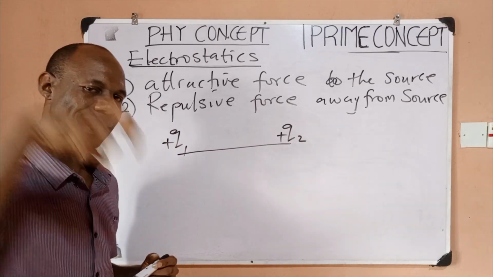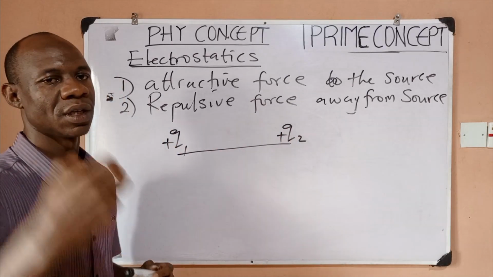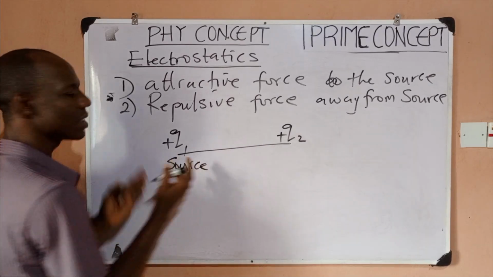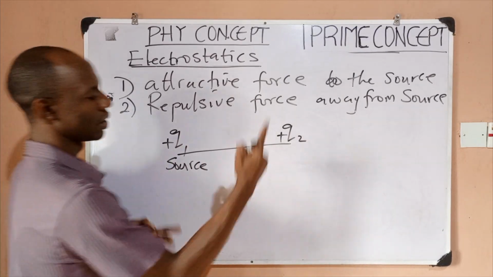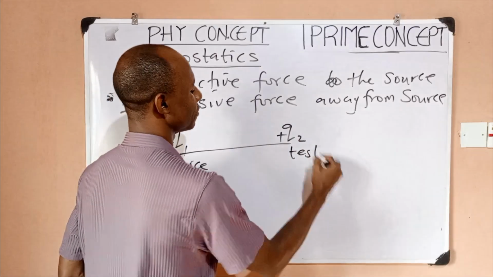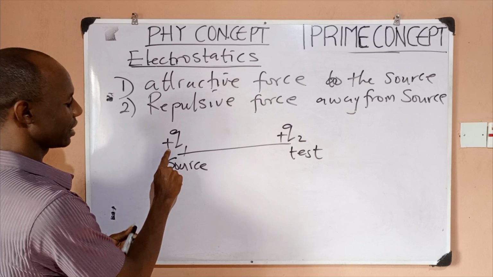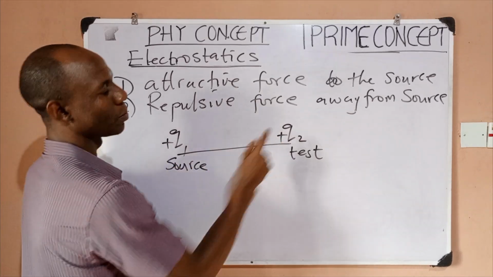The person that exerts the force is always the source. So this is going to be our source. The one exerting is your source. Then automatically this one that receives becomes our what? Test. Now, if you check, this is a positive and this is also positive.